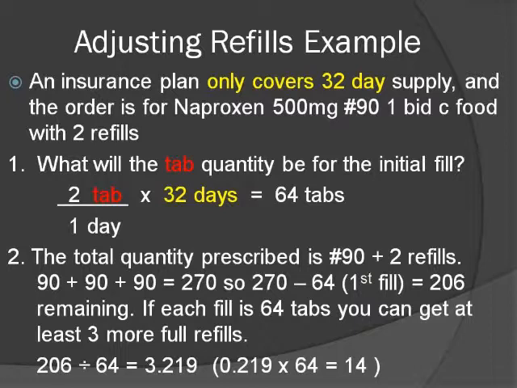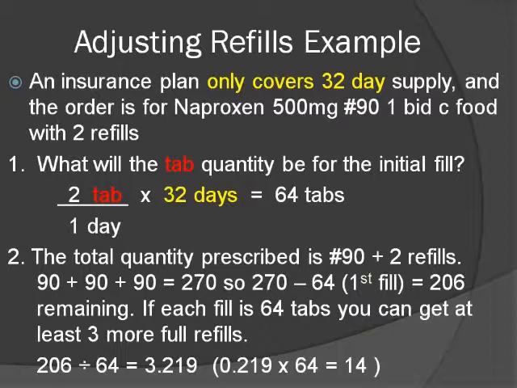So now let's look at the total quantity prescribed. Well, it says number 90, but don't forget the 2 refills. So really, it's 270. 90 plus 90 plus 90. So 270. Well, if we subtract the 64 from the initial fill, we're left with 206 tablets. Now, if each fill has to be the 64 tablets, then we'll get at least 3 more full fills.